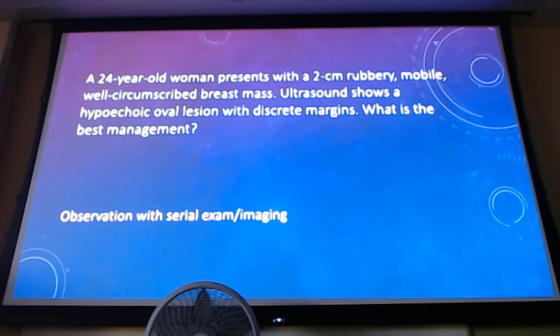When do you go to an FNA or a core? When it's bigger, when it's symptomatic. Okay, when it's not well circumscribed, when it's more matted, when it's not mobile. Okay.